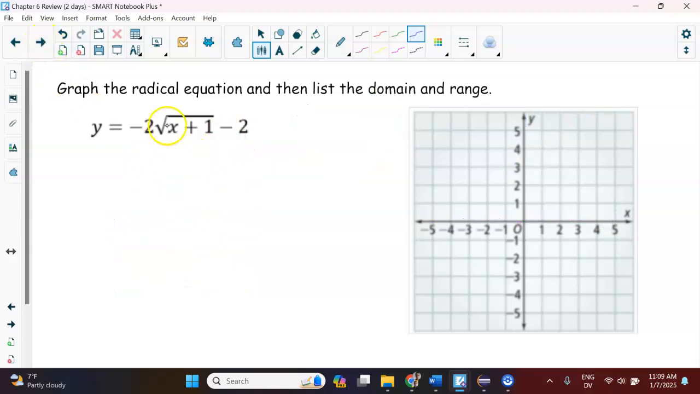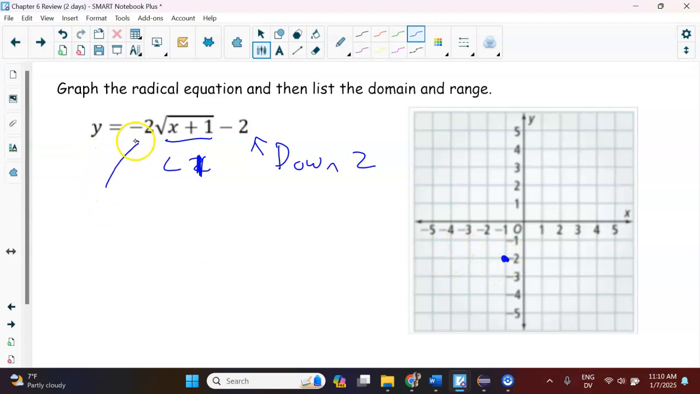Okay, one more very similar, except this one is just a square root. So pause the video, graph it, and then do domain and range. Okay, so this one, that goes left 1, sorry, not left 2. So left 1, down 2, to get right there.